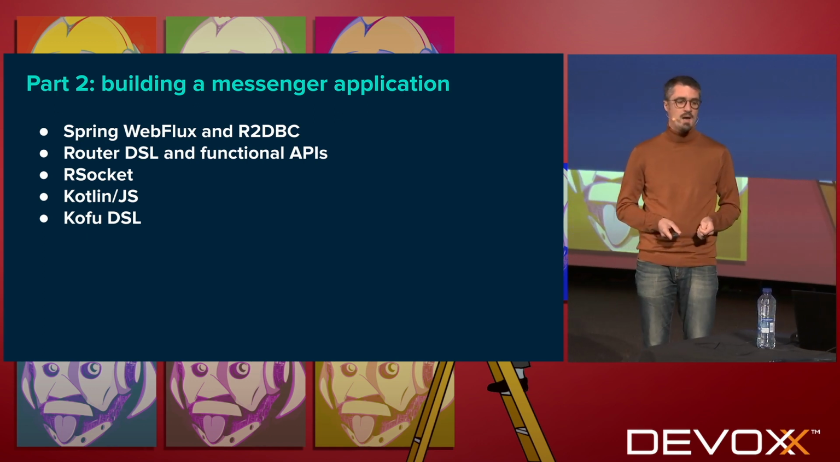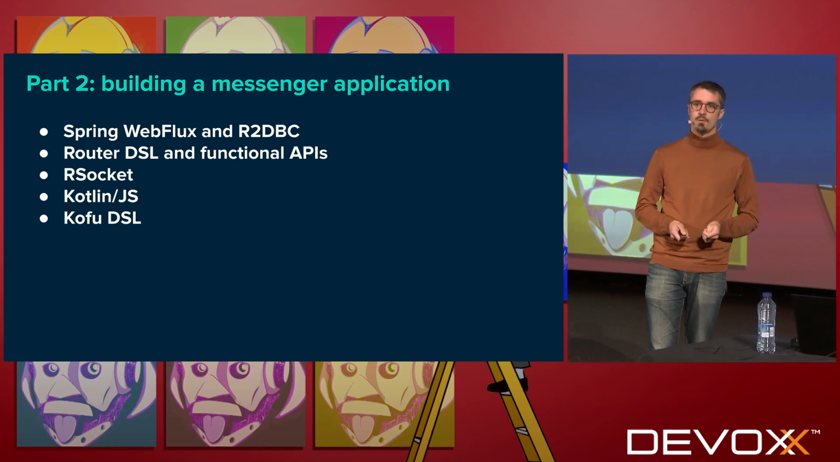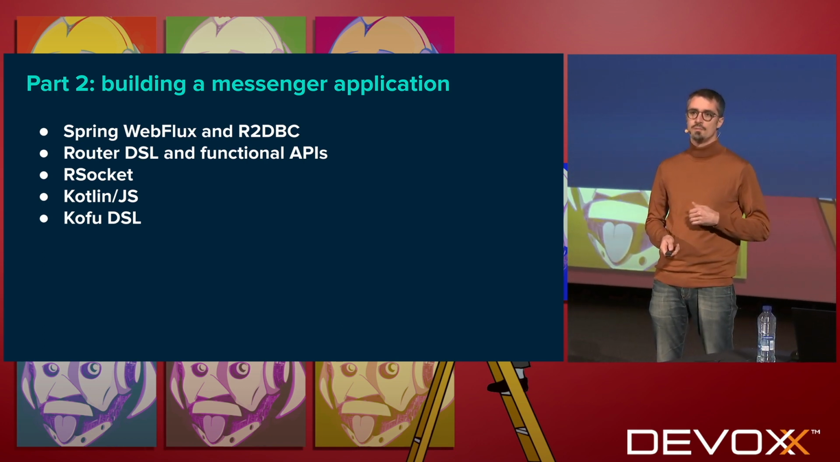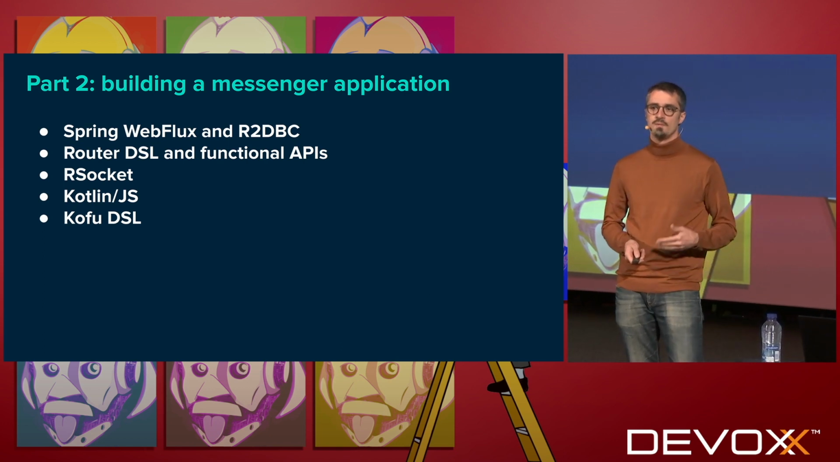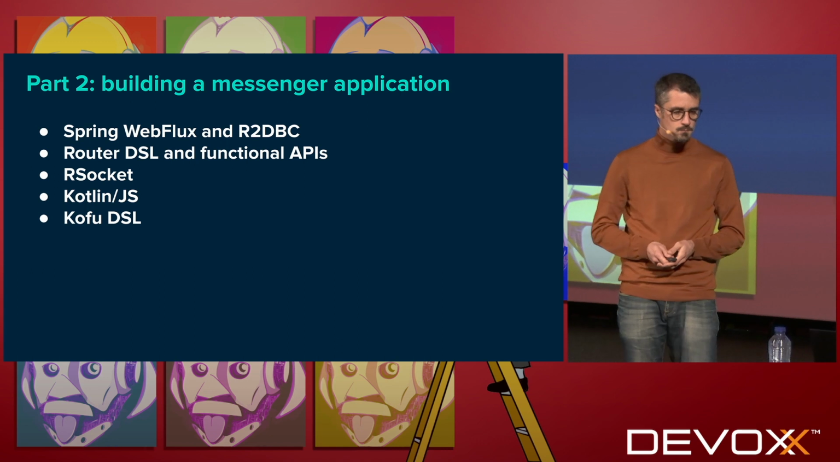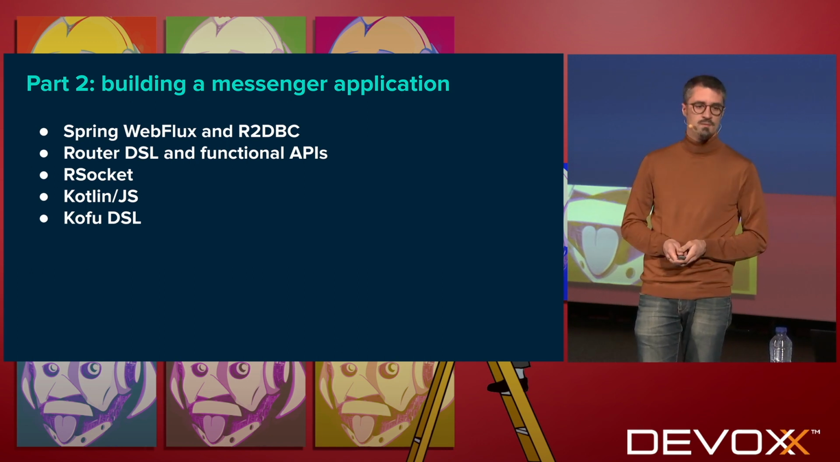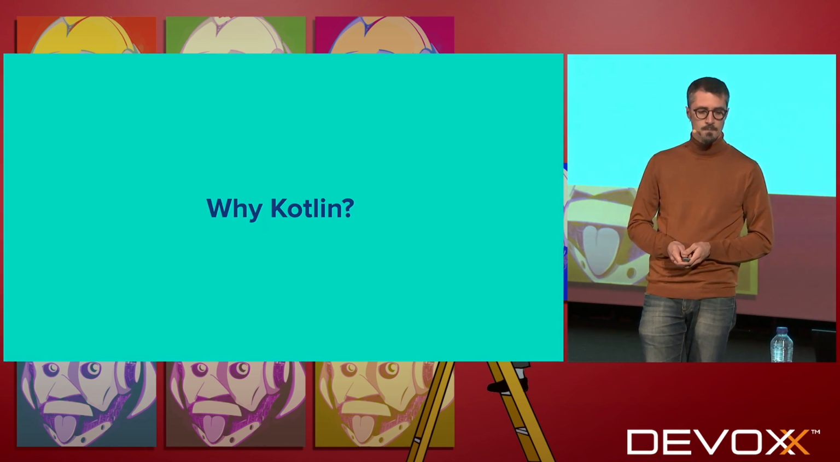And we will finish with an experimental project I launched last year, which is Spring Fu, which contains Kofu DSL, which is basically explicit configuration for Spring Boot via a Kotlin DSL. So part 1 presentation, part 2 developing such an application.